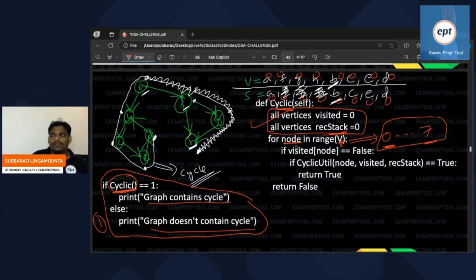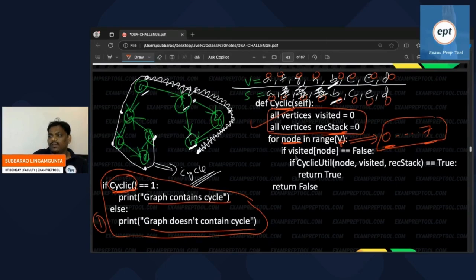0 means A, 1 means B, like that, one by one node. So the 0th node may be A, the first node may be B, and so on. Start from any vertex. I am starting from the 0th node, which may be A.